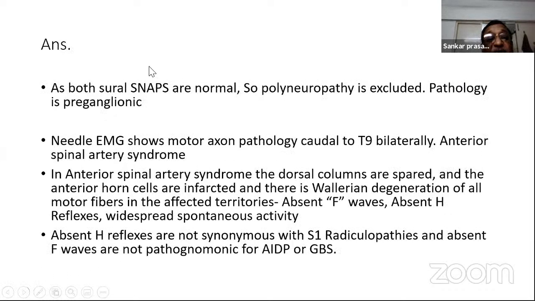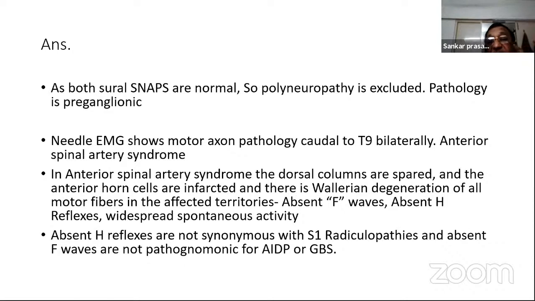As both sural SNAPs are normal, polyneuropathy is excluded. Needle EMG shows motor axon pathology caudal to T9 bilaterally. Anterior spinal artery syndrome, that's the reason. The dorsal columns are spared here. Anterior horn cells are infarcted. And there is Wallerian degeneration of all motor fibers in the affected territories. Absent F waves, absent H reflexes, widespread spontaneous activity. So the caution is: absent H reflexes are not synonymous with S1 radiculopathies and absent F waves are not pathognomonic of AIDP or GBS. So just remember this.